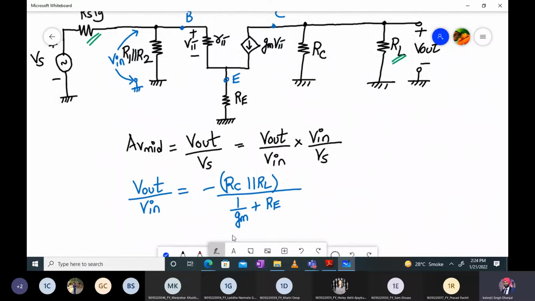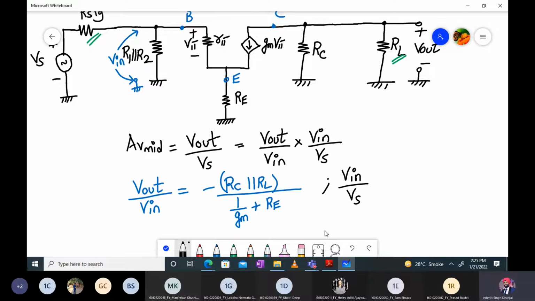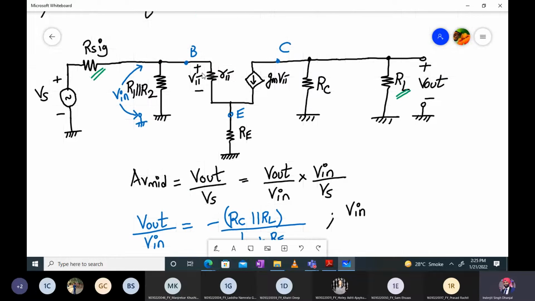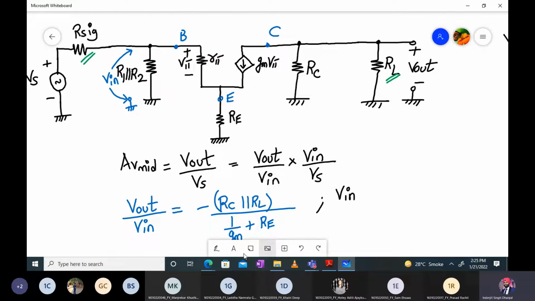Now, next, we have to find out the value of V in upon Vs. So how do we do that? Anyone? Any ideas? How do we calculate V in upon Vs? We have done this before in the last lecture itself. So V in upon Vs, I mean, we can write it in this form. So if I draw the circuit again over here, this part of the circuit, what I can take from here is something like this. So I have to consider V in. So this is V in, right?